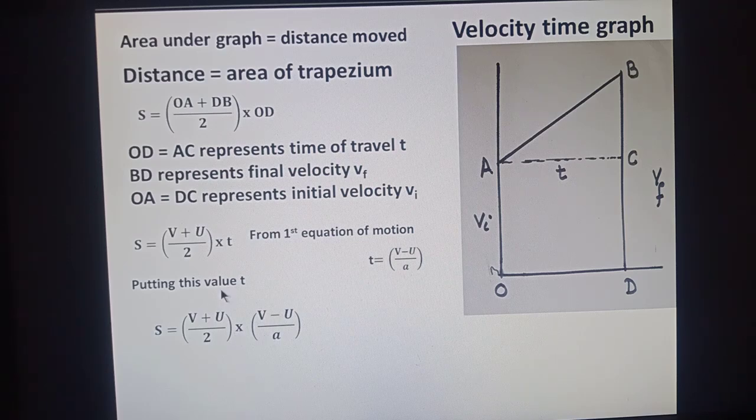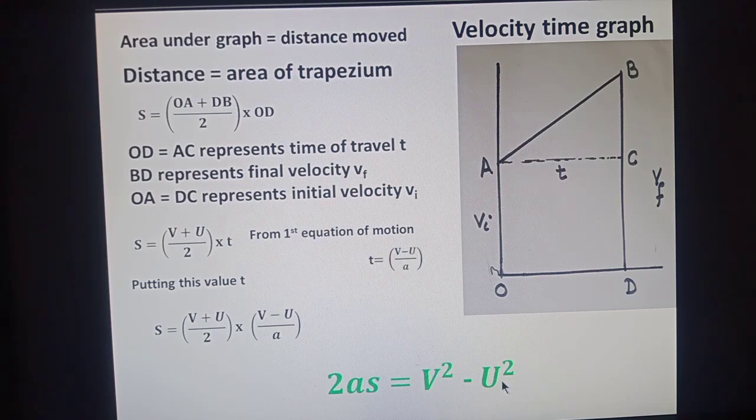S = (V + U)/2 × (V − U)/A. Now when these two terms are multiplied, we get the standard form of the third equation of motion, that is 2as = v² − u². This 2 and this a were moved to the other side and they will be multiplied with s. So it is the third equation of motion.